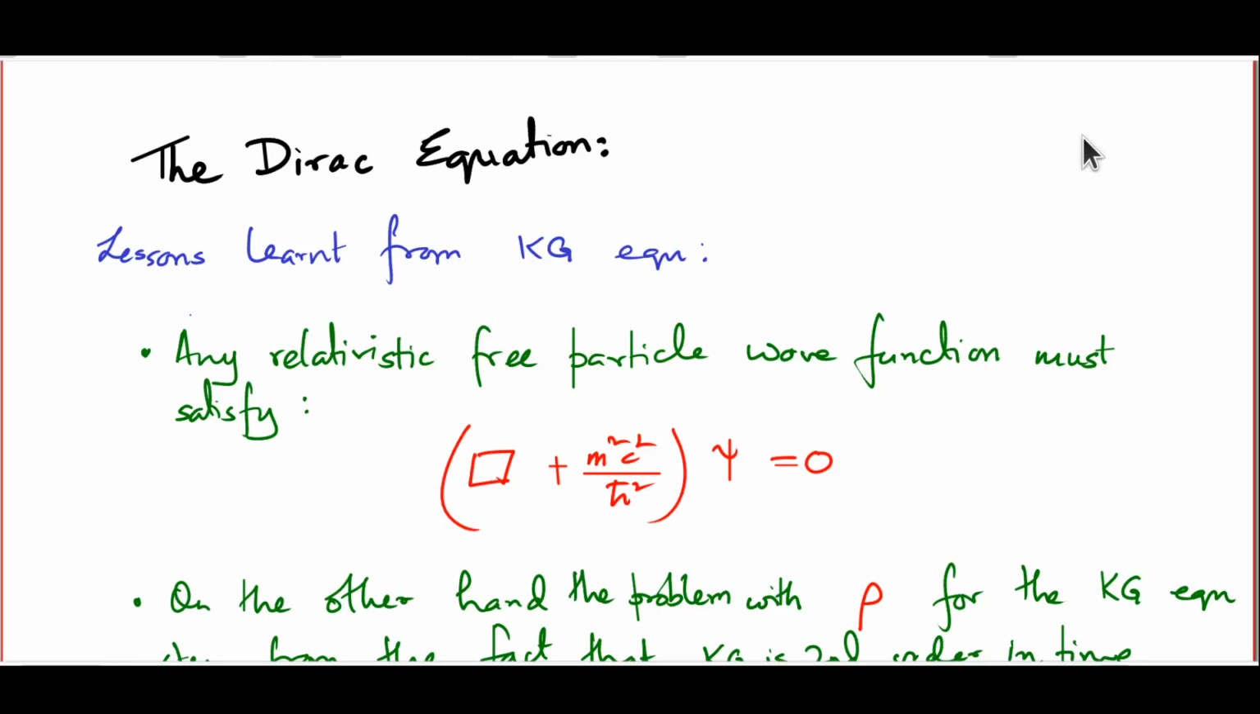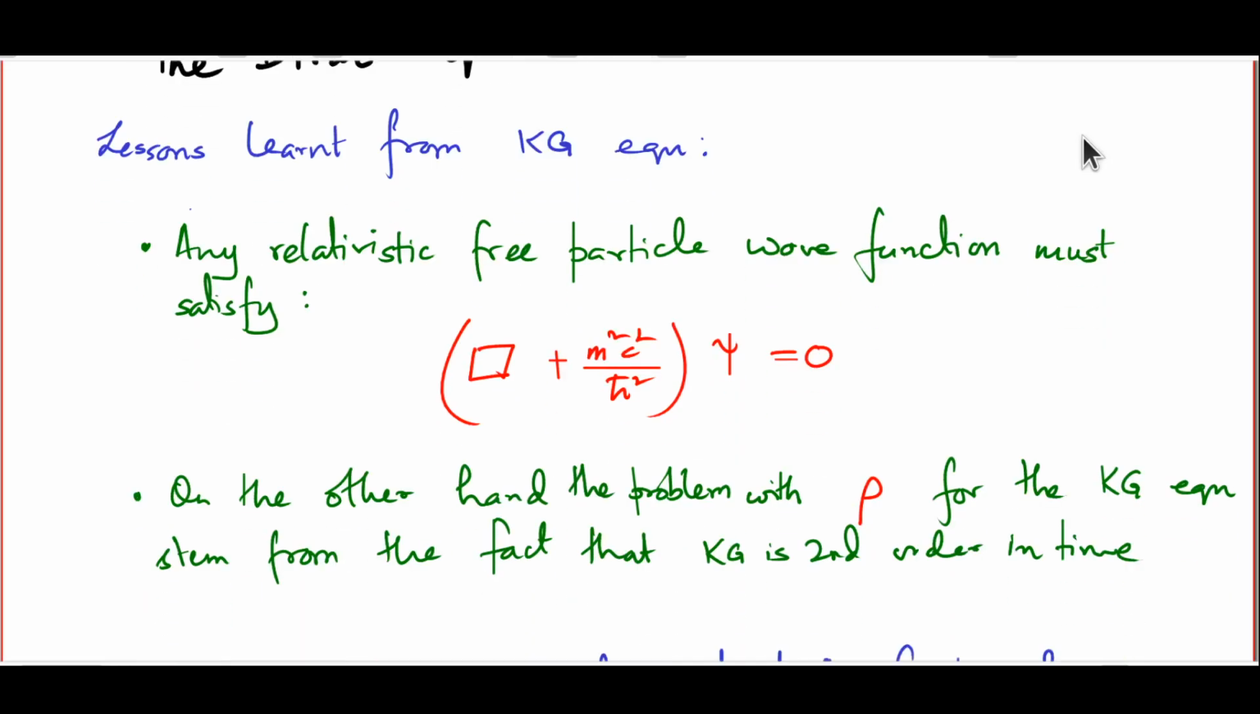Now, the first thing that we learned is that any relativistic free particle wave function must satisfy the Klein-Gordon equation, because that's nothing but the embodiment of the relationship E squared equals p squared c squared plus m squared c to the 4. So this is the relationship between the energy and momentum of a relativistic particle, and any equation which claims to be relativistic must ultimately satisfy this equation, box plus m squared c squared over h cross squared acting on psi is 0, where box is the familiar D'Alembert operator, 1 by c squared del 2 by del t2 minus Laplacian.